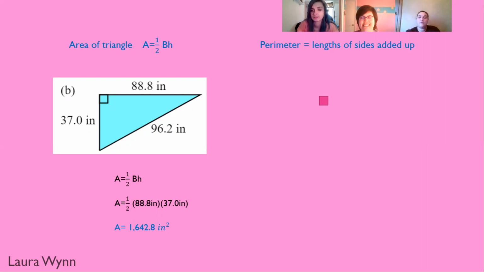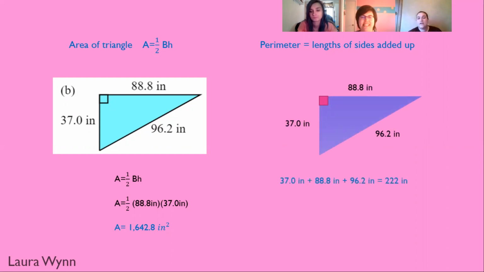All right, so the area is going to equal 1,642.8 inches squared. Now to find our perimeter, we're going to add all the lengths of the sides together. So we're going to do 88.8 plus 37 plus 96.2, which is going to give us 222 inches.